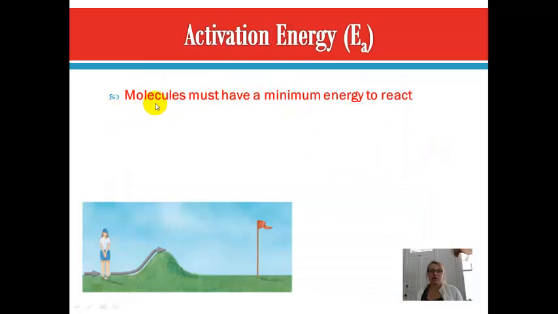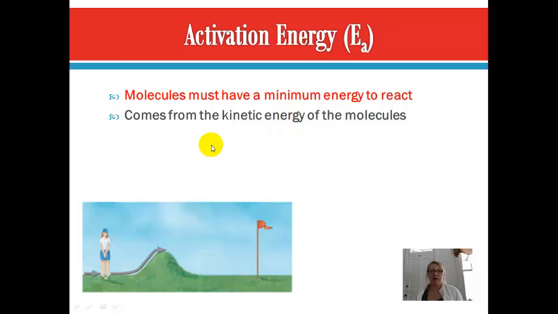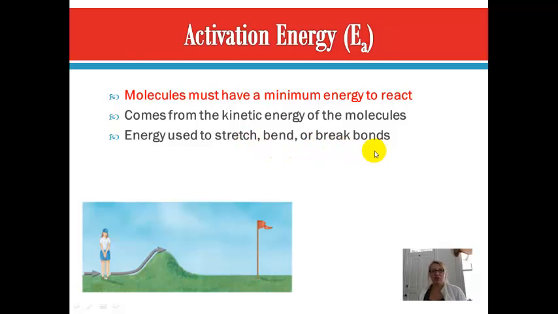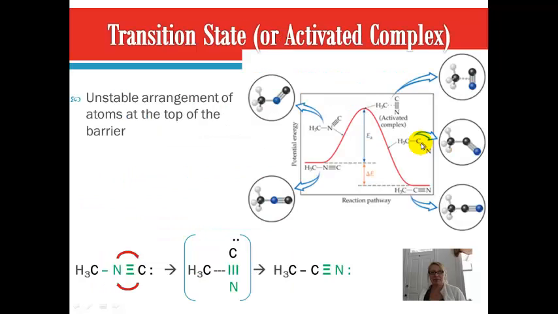Remember, the activation energy is the minimum energy in order to react, and it comes from the kinetic energy of the molecules. And that activation energy is used to stretch, bend, or break bonds in order to reform them. So the lower the activation energy, the faster the reaction. The transition state, remember, is that unstable arrangement when the reactants are about to form products if they have reached the activation energy. So for example here, in this reaction the N and the C just flip and change places. So the transition state would be halfway through the flip as this is turning.